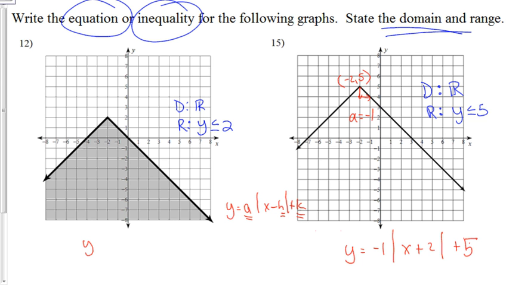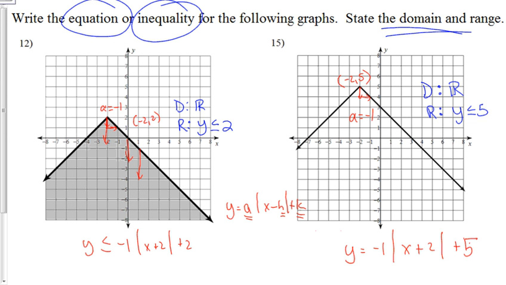Now this one is an inequality. Keep in mind it's solid, so it's going to be less than or equal to or greater than or equal to, and all of these are shaded below. So this one must be a less than or equal to. The slope is down 1 and right 1 the whole time, so that means the slope is -1, and our starting point is -2, +2. So when we write those in, we get -1 on the outside, absolute value of x plus 2, and then +2 on the outside also. So opposite of the x value, same as the y value.